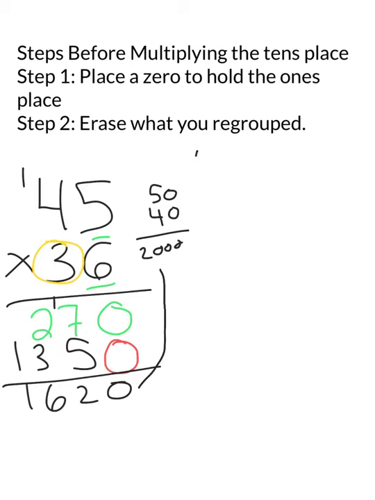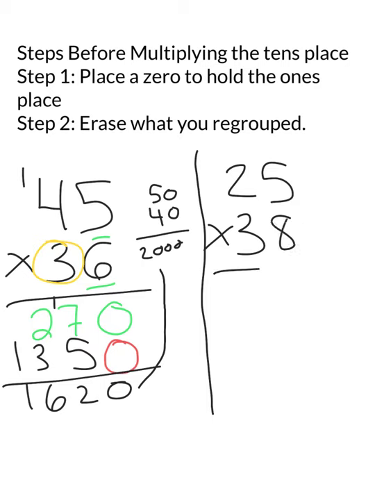Let's try one more. I'm going to draw a line to separate my work. Let's multiply 25 times 38. First, start with your ones place. 8 times 5 is 40. Put your 0, regroup your 4. 8 times 2 is 16, plus 4 more is 20. Now we're ready for the tens place.